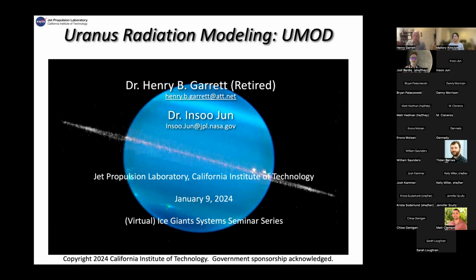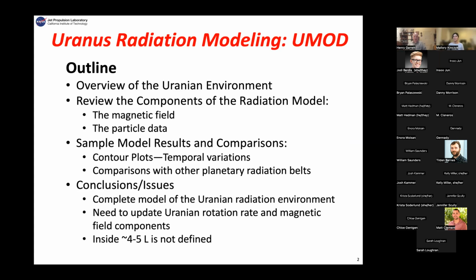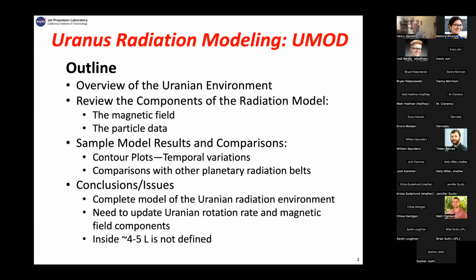This is a rough outline of what I'm going to be talking about. I'm going to give a quick overview of the Uranian environment. I'll talk about the two data components of the model, mainly the magnetic field and the particle data. Then I'll give some sample results and some contour plots. And I have a little movie to show you what the radiation belts look like in real time.